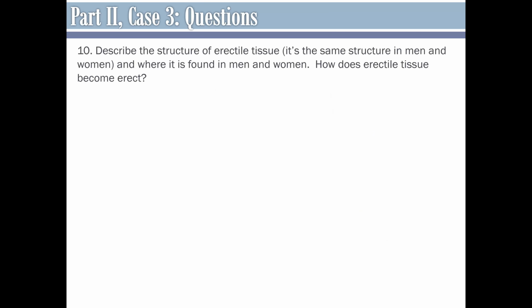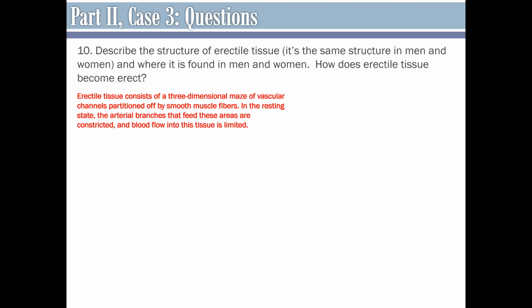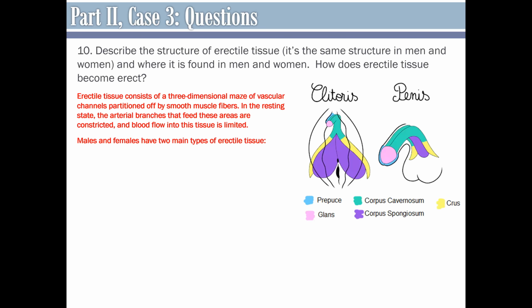So number 10, describe the structure of erectile tissue. It's the same structure in men and women, and where it is found in men and women. How does erectile tissue become erect? So erectile tissue consists of a three-dimensional maze of vascular channels partitioned off by smooth muscle fibers. In the resting state, the arterial branches that feed these areas are constricted and blood flow into this tissue is limited. So males and females have two main types of erectile tissue, which are color-coded in this particular picture here, with the clitoris on the left and the penis on the right.